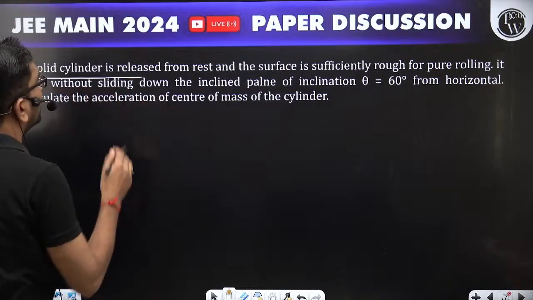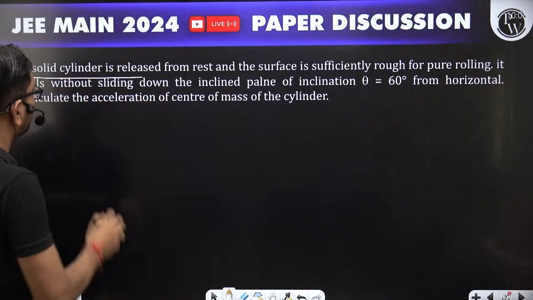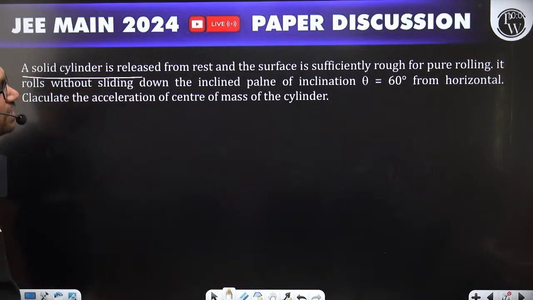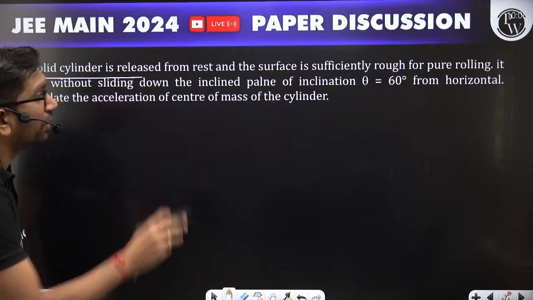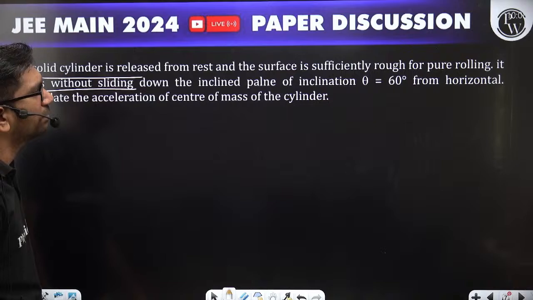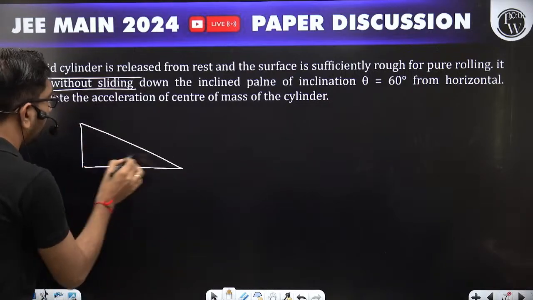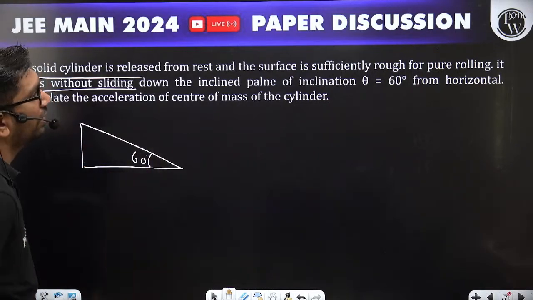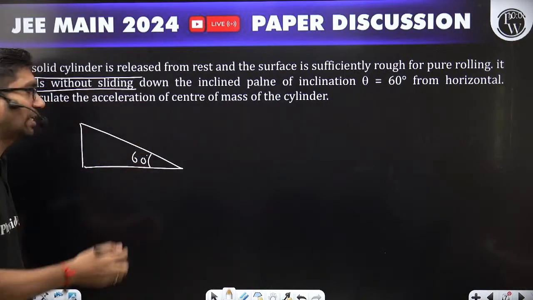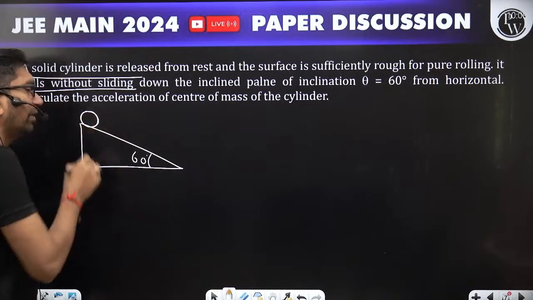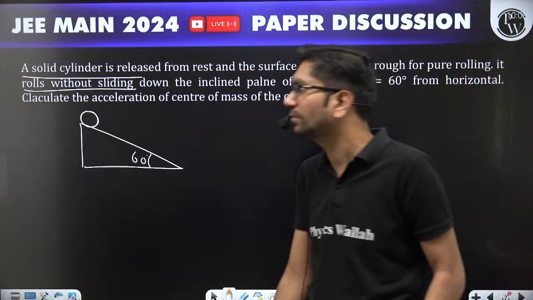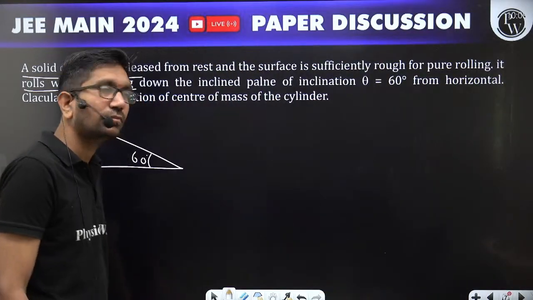A solid cylinder is released from rest, okay? And the surface is sufficiently rough for pure rolling motion, okay? It rolls without sliding down the inclined plane. The angle of inclination is given as 60 degree from the horizontal. Calculate the acceleration of center of mass of the cylinder. See here, beta, this is a cylinder, so we can take it as a disc also. Cylinder and a disc, okay, the moment of inertia is the same for both, okay?